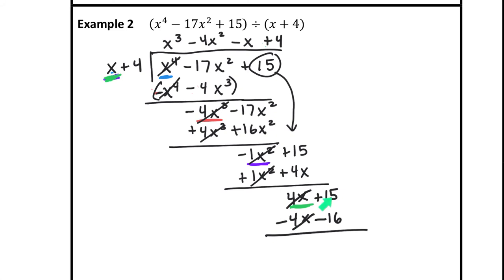What's 15 minus 16? That's negative 1. So negative 1 is my remainder. But when we write it as an equation, we're going to put the negative 1 up here after the plus 4 and divide the negative 1 by the x plus 4 that's right here.